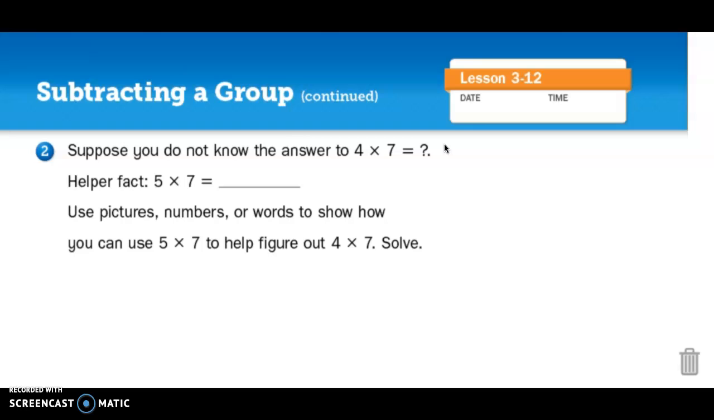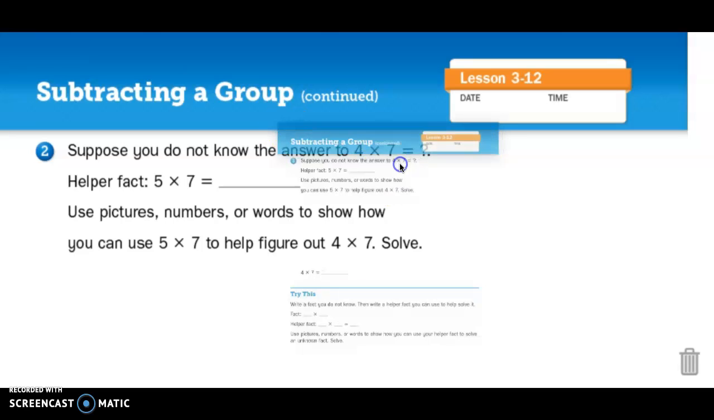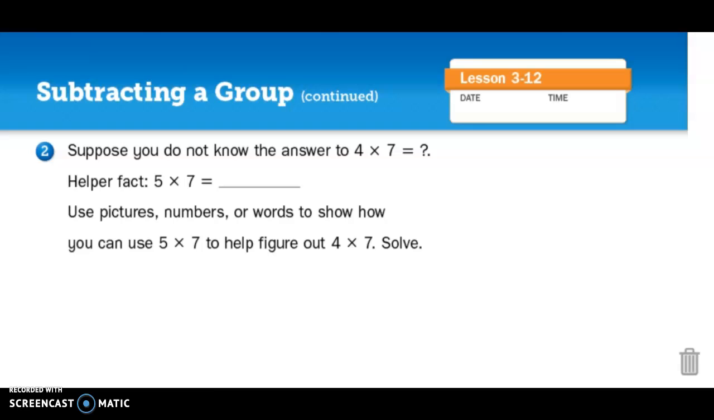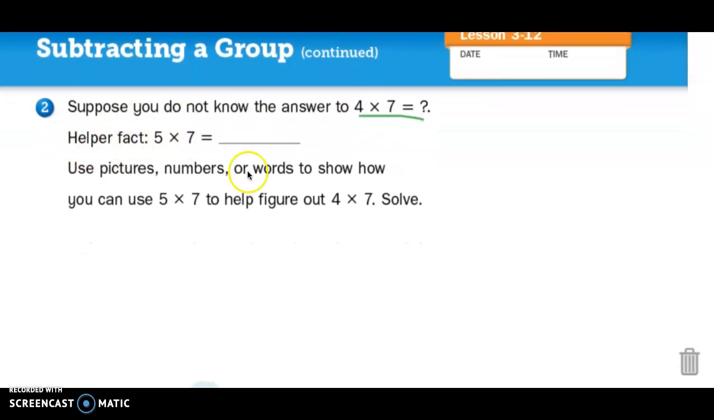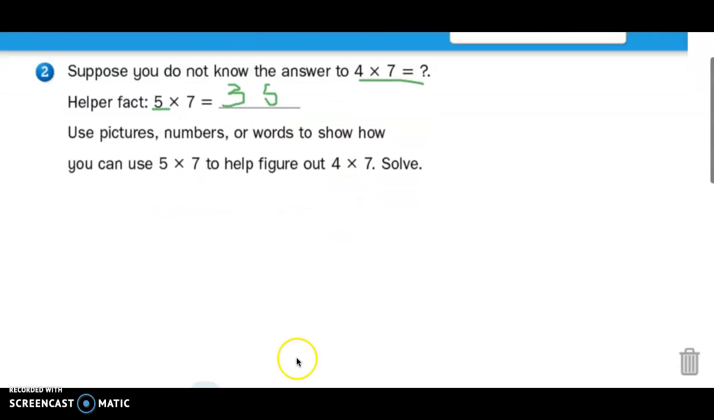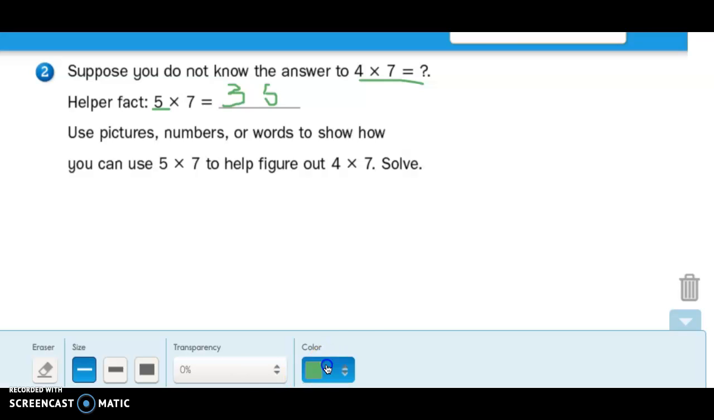Okay, number 2 says, suppose you don't know the answer to 4 times 7. Oopsie daisy. Suppose you don't know the answer to 4 times 7. Your helper fact is 5 times 7. Well, count 7 how many times? 5 times. Ready? 5, 10, 15, 20, 25, 30, 35. That makes sense to me. Use pictures, numbers, or words to show how you can use 5 times 7 to figure out 4 times 7.